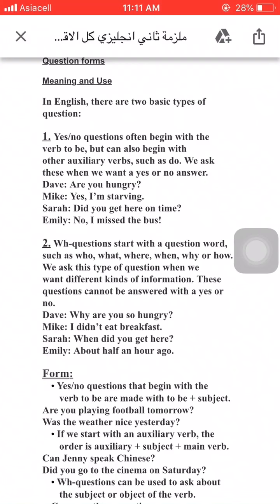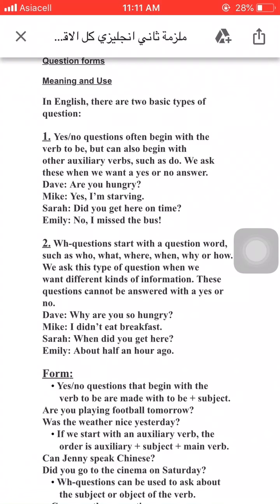Like, why are you so hungry? I didn't eat breakfast. Okay. WH questions can be used to ask about the subject or object. WH questions can ask about subject or object.